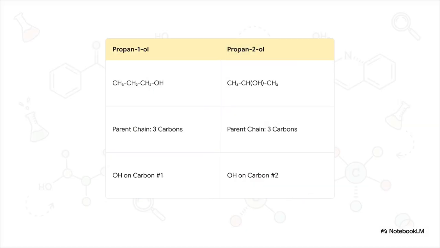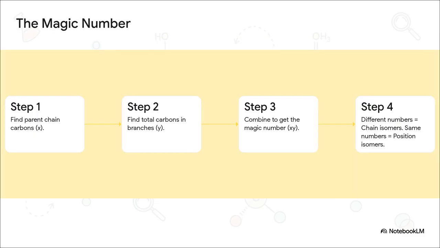Now, sometimes the carbon skeleton actually stays the same, but a key group attached to it just moves to a new spot. In propan-1-ol, you see that OH group? It's hanging out on the first carbon. But in propan-2-ol, boom, it's hopped over to the second carbon. The backbone is identical, but the position of that important group has changed, and that, you guessed it, makes them position isomers.